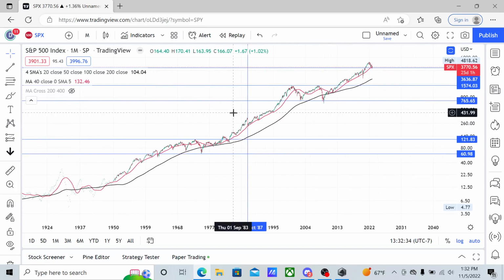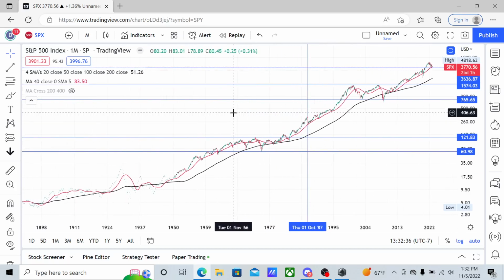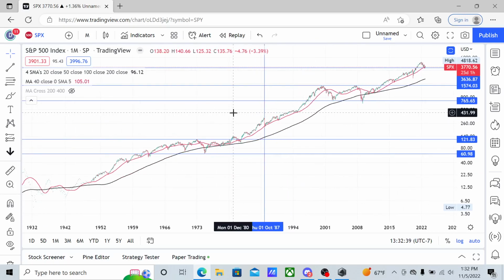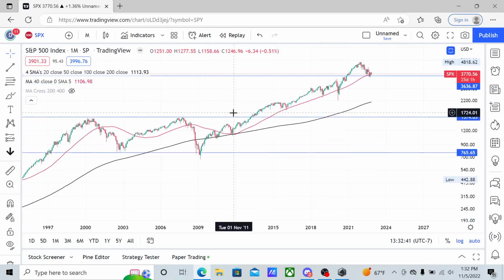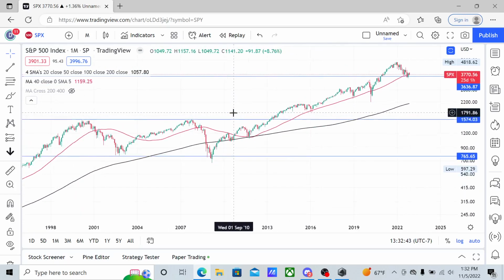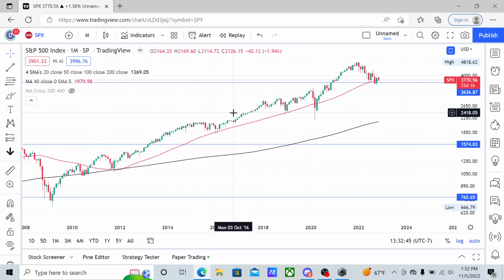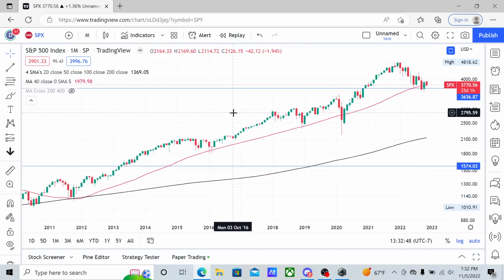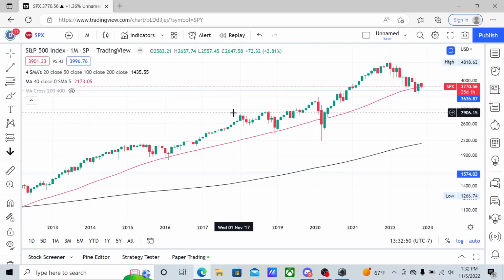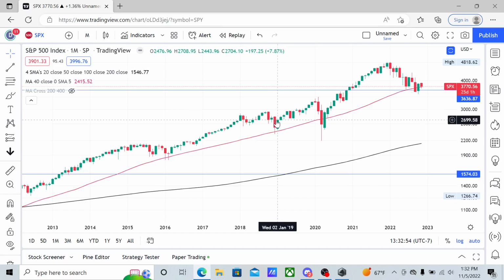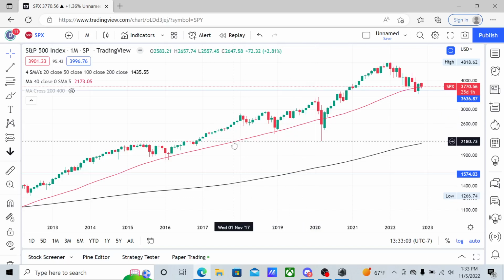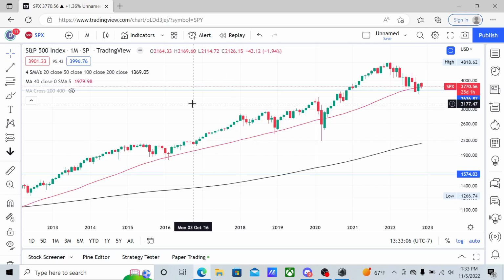When we're looking at a chart like this, I'm just talking to the people that don't know how this stuff works. I know a lot of you do understand it. When you're looking at a monthly chart of the S&P 500 like this, it just means that each of these candlesticks is 1 month of time. So that's a whole trading month, whole trading month, whole trading month. And these lines are the moving averages.